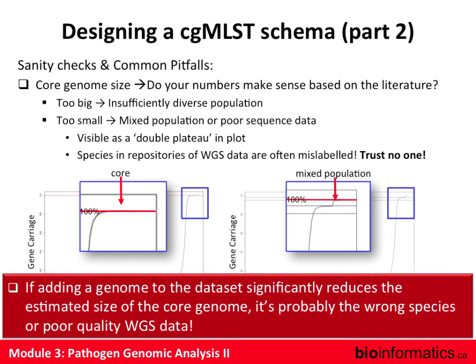So basically, if you add a genome to your analysis and all of a sudden you lose a lot of the core, that genome is probably not of the species that you think it is. And we've seen that a lot. That point there, trust nobody, I cannot stress that enough. The number of genomes in NCBI that say, oh, this is Salmonella, and it's not, is surprising. So don't trust it.